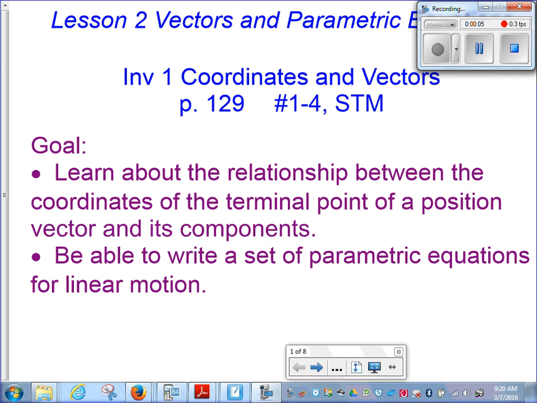This is lesson 2, investigation 1, coordinates and vectors. We're going to do questions 1 through 3. Our goal is to learn about the relationship between the coordinates of the terminal point of the position vector and its components, and to be able to write what's called parametric equations. And we'll learn what parametric equations are a little bit later.